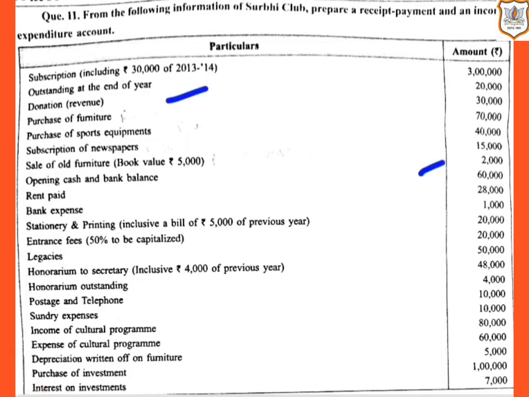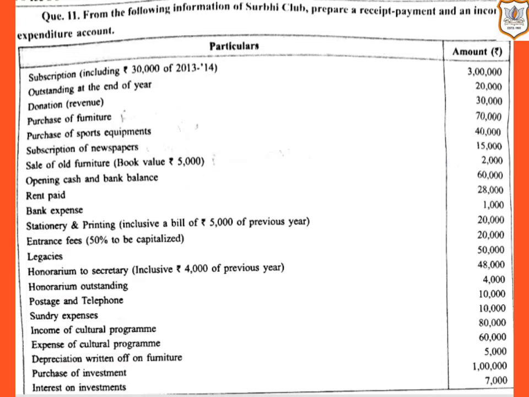Next given in the question is sale of old furniture. Here the book value is given as 5,000 and the amount is given as 2,000. That is, old furniture of rupees 5,000 has been sold for rupees 2,000. That means it has been sold at a loss of rupees 3,000. So being a loss, 3,000 will be disclosed on the expense side in the income and expenditure account, and the 2,000 amount will be shown on the receipt side of the receipt and payment account, as here Surbhi Club is receiving it by selling old furniture. So 2,000 will be shown on the receipt side.